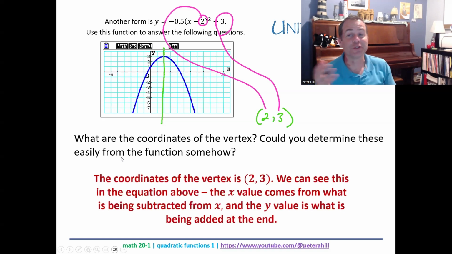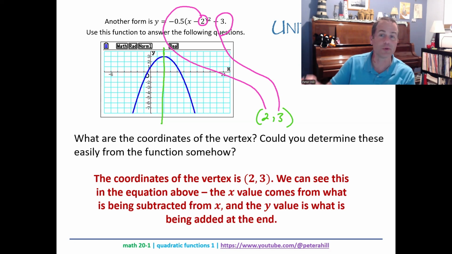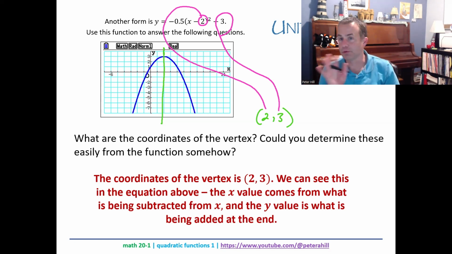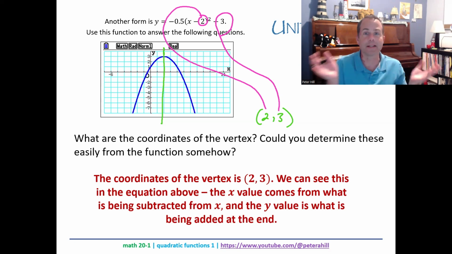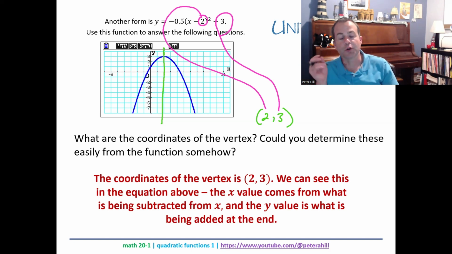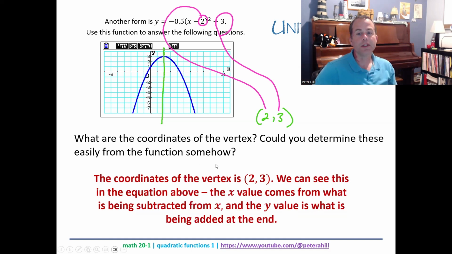Again, I am just introducing things to you right now. We are going to slowly go through all of these things over the next 5, 6 lessons, okay? Don't stress if you're not catching everything right now. I'm just kind of giving you the trailer to the best movie ever, okay? The coordinates of the vertex is (2, 3). We can see this in the equation above. The x value comes from what is being subtracted from x, and the y value is what is being added at the end.